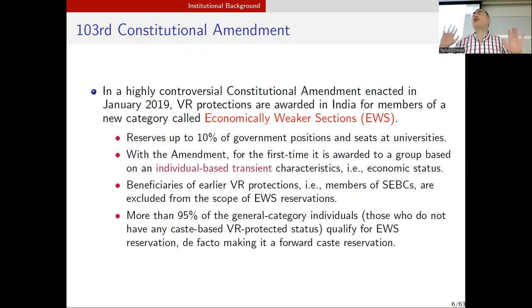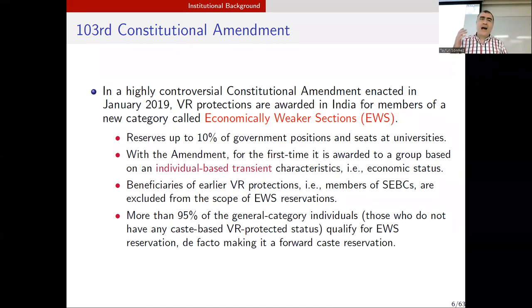There was a constitutional amendment. So indeed, this debate came with a constitutional amendment in India. If you read about it, it seems like there's a lot of politics involved. And I guess part of the political idea was getting more votes from the general category.